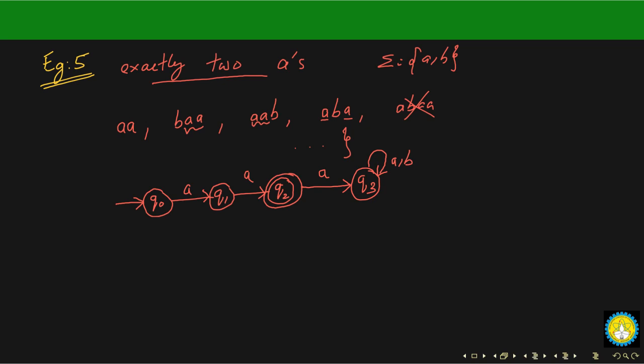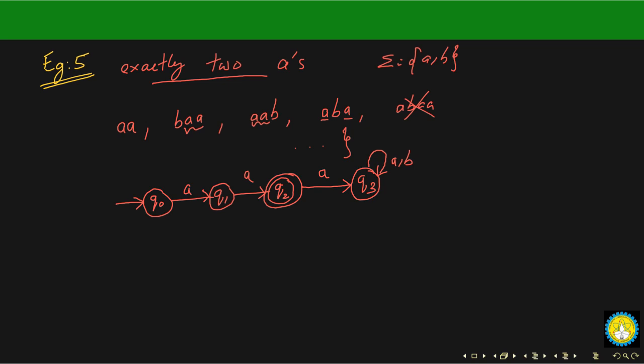Because even you have already seen 3 A's, that's why you are at Q3, and from there you are actually not bothered about what you're seeing. So in all cases, that string will be rejected. So that part is okay.